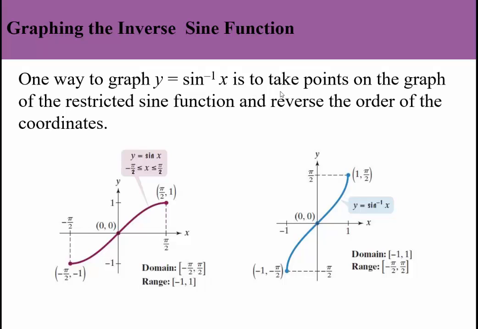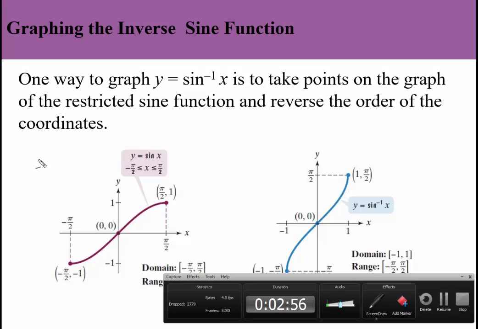Okay, one way to graph this is to take the points on the graph of the restricted sine function and reverse the order of the coordinates. So what I like to do is, if I'm graphing y equals sine x, or the function f of x equals sine x, let's look at that interval that passes both the horizontal and vertical line tests, and notice the points are (negative pi over 2, negative 1), (0, 0), and (pi over 2, 1).